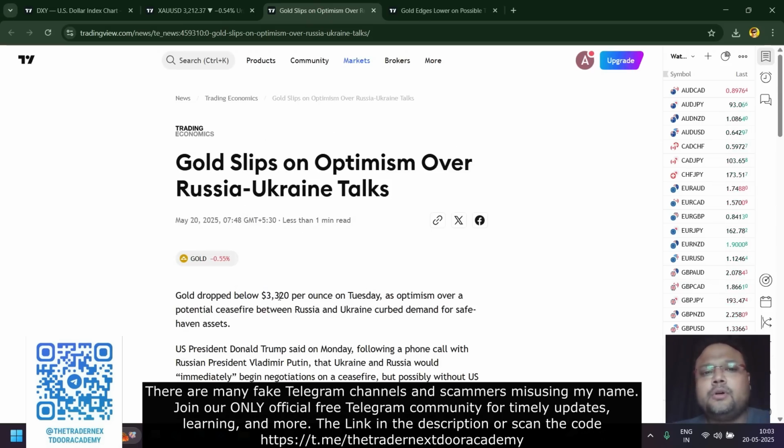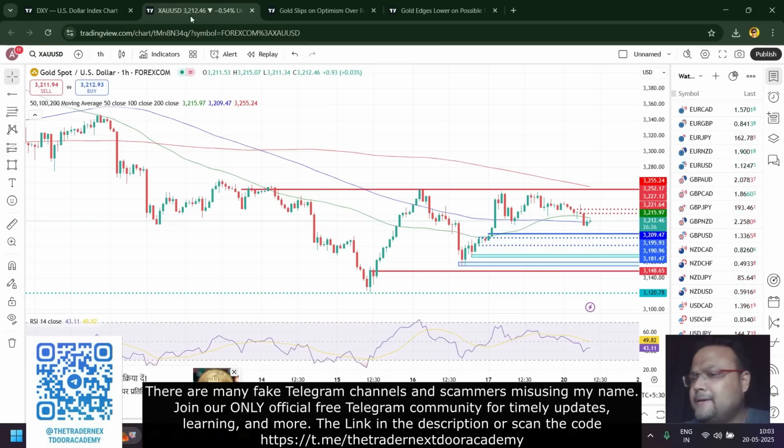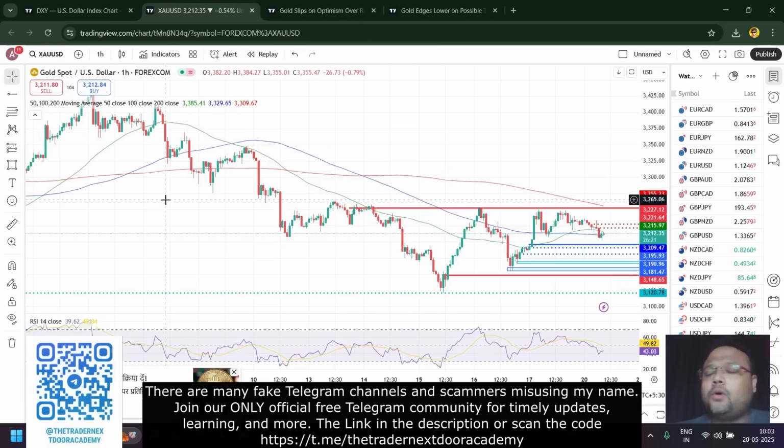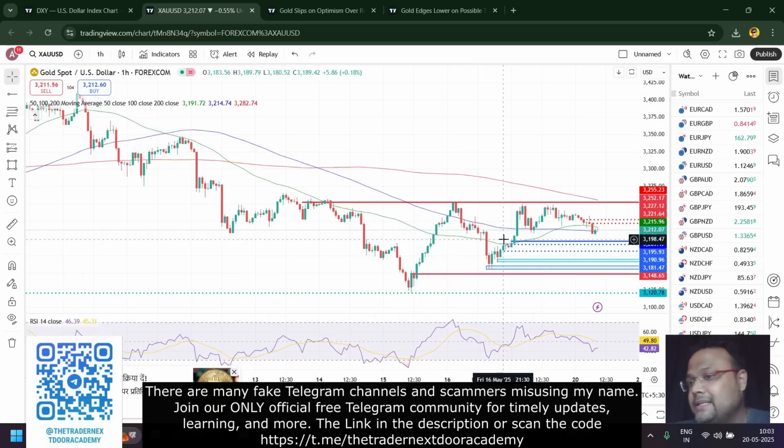Gold dropped below 3320 per ounce on Tuesday, as optimism over a potential ceasefire between Russia and Ukraine curbed demand for safe haven assets. Gold edges lower on possible technical correction. So my dear friends, you must remember that when the war between Russia and Ukraine broke out, gold was super bullish. So if things go well between Russia and Ukraine and a ceasefire is declared, then we may see downside.